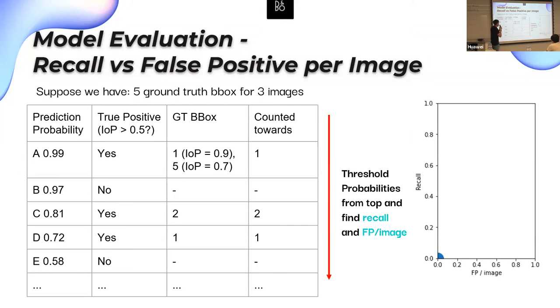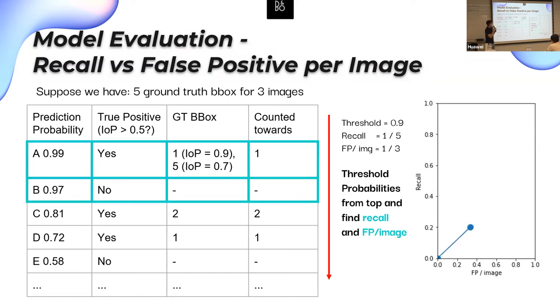So our algorithm will first go through the thresholds. We will threshold some probabilities, and then we'll calculate the recall and false positive per image to draw that graph. So let's take the threshold of 0.9. In this case, only these two will be inside our threshold. So the recall will be 1/5: 1 of the true ground truth, out of 5 bounding boxes in total, which is our recall value. And then the false positive per image, now we have 1. Our FP, false positive per image, can be greater than 1 because you can have lots of false positives, right?